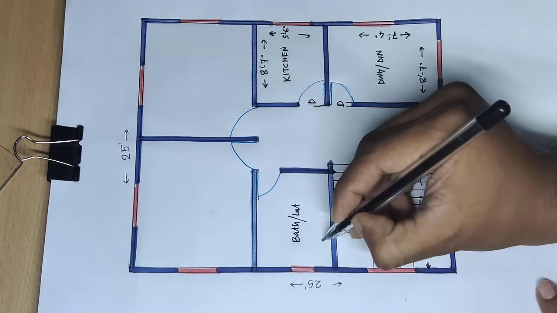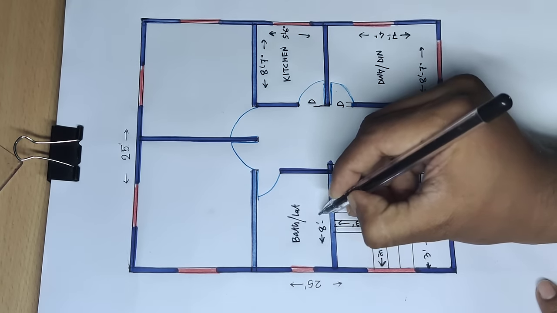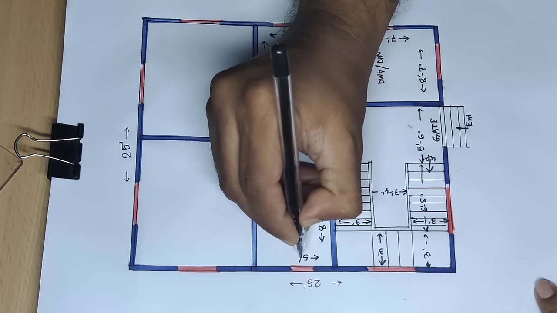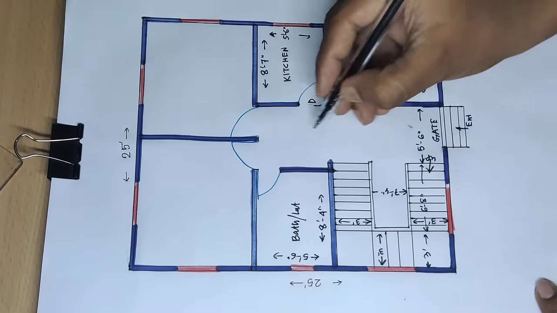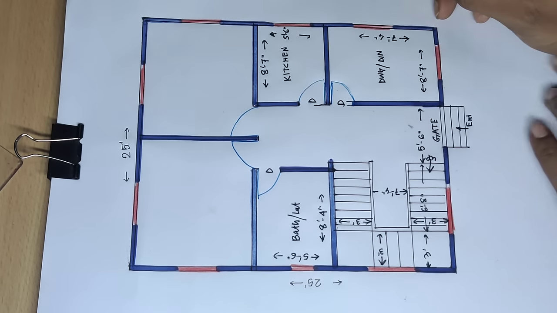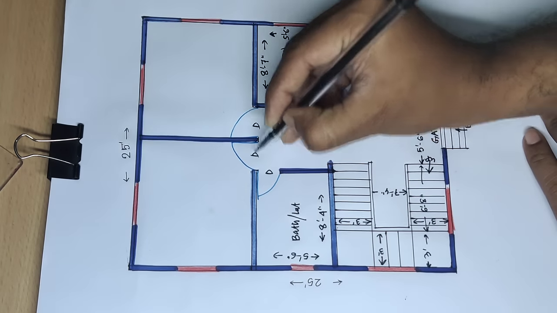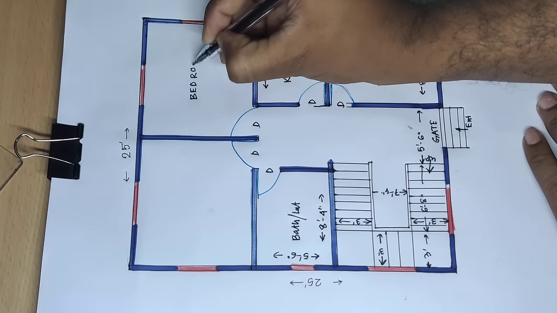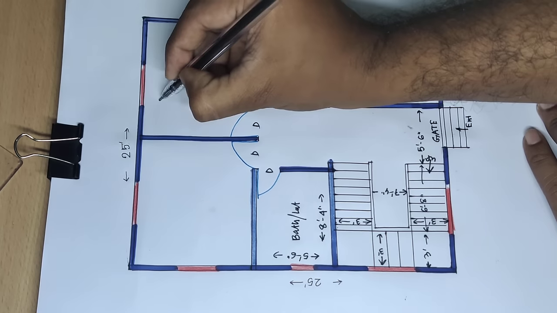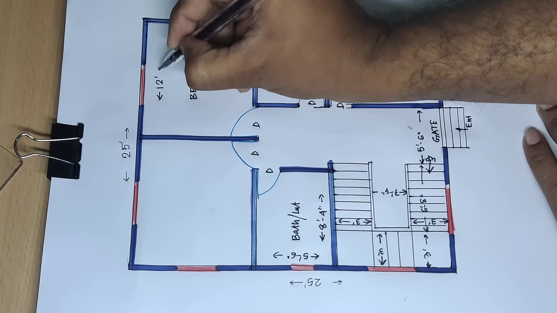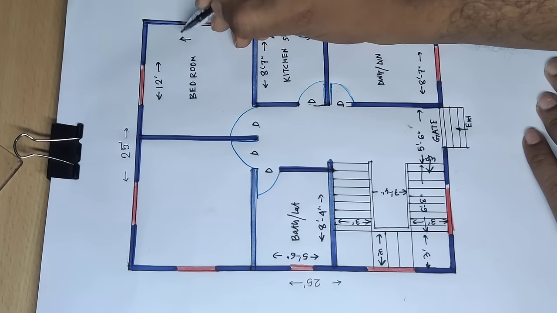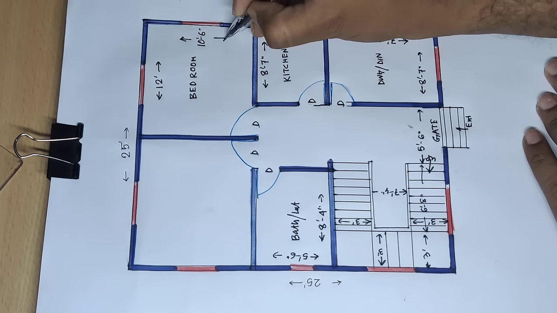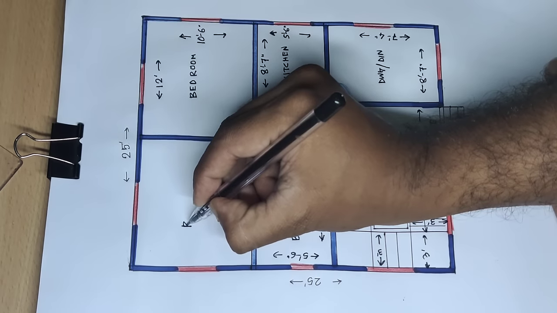Bath and latrine, 8 feet 4 inch and 5 feet 6 inch. Store. Okay. This is store. This is bedroom. Twelve feet into 10 feet 6 inch. Okay, this is bedroom.